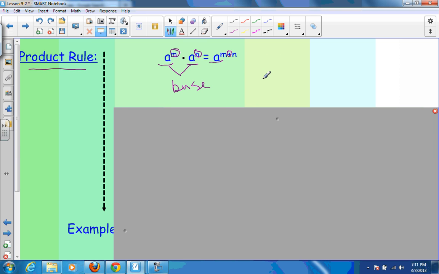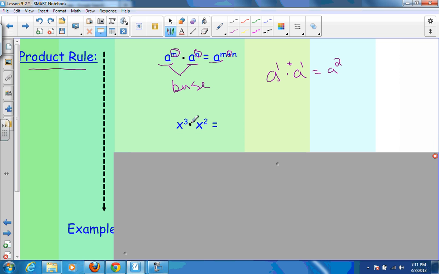Okay, so the easiest example to show this is if I have a times a, all right, what do we have here? Well, really, there's no exponent written here, but there's really a 1 on each of these. And we know that a times a is a squared, but what's really happening here is we're adding up 1 plus 1 to get our 2. Okay, so let's look at a couple of examples. If I have x to the third times x squared, I have the same base, and I can add these exponents together, so I get x to the 5th power.